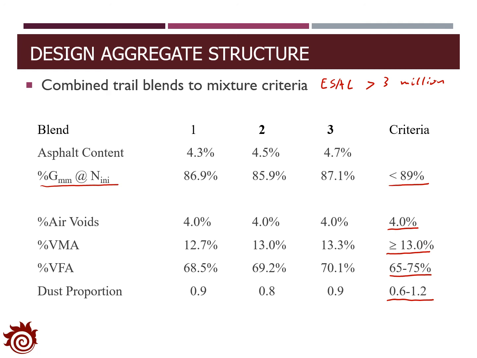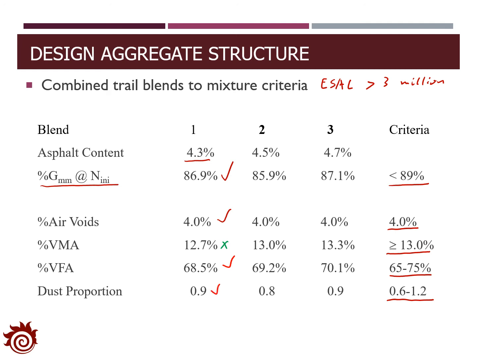For trial 1, the asphalt content is 4.3%. And we have the maximum specific gravity at initial as 86.9%, which is smaller than 89%. This condition is satisfied. Air void is 4%. VMA is 12.7%, which is less than 13%. So this condition is not satisfied. For VFA, it's 68.5%. It's between 65 and 75, and it's satisfied. Dust proportion is 0.9, which is between 0.6 and 1.2.